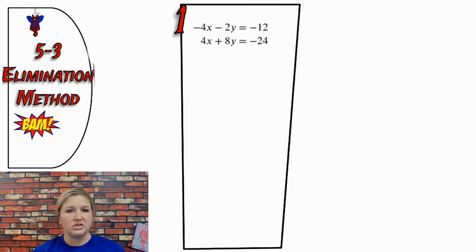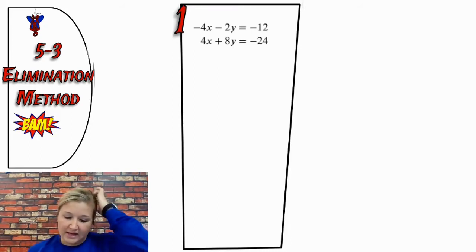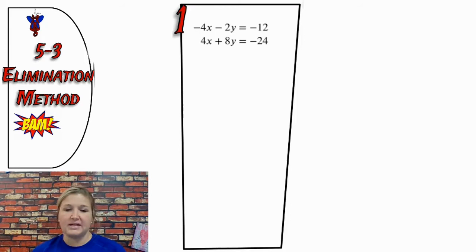So both of these are in standard form. Before, with our graphing, we had two equations that were both solved for y. With substitution, one of our variables was solved for, and now both equations are in standard form. So here, we have a negative 4x and a positive 4x.